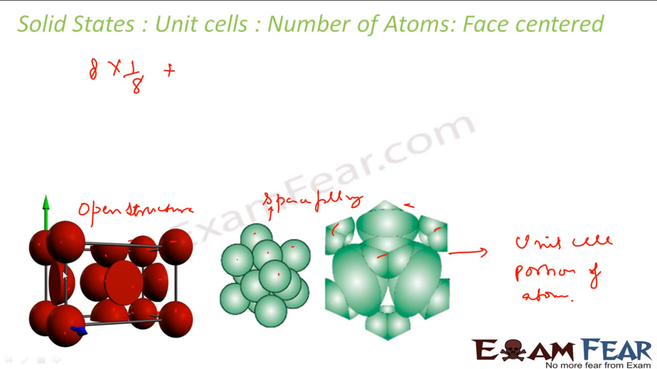Plus, now there are 6 on the face, but each of these is shared by 2. I have just drawn the half, just for simplicity, right? So each is shared by 2. So 1 by 2. You add this, you get 1 plus 3, 4. That is, it has 4 atoms in a unit cell. So there is a difference. In the first case, the cubic one, there was only 1 atom in the unit cell. The body center, there were 2 atoms in the unit cell. And in this kind of packing, they are able to manage 4 atoms in a unit cell.